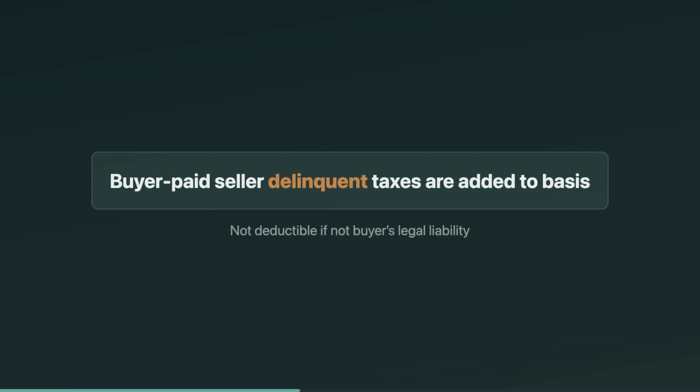Now the weird but testable one: delinquent real estate taxes paid by the buyer. If the seller was behind and you agree to pay those back taxes as a condition of the sale, you can't deduct them. They weren't your legal responsibility. So the IRS treats that payment like part of what you paid to acquire the property. Result: add the delinquent taxes to basis.